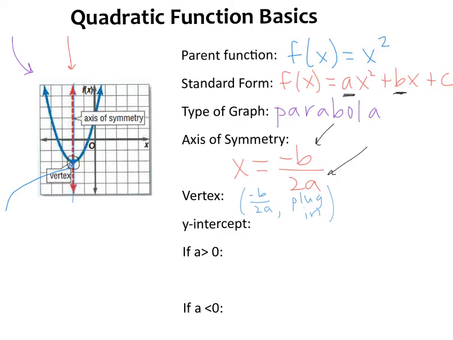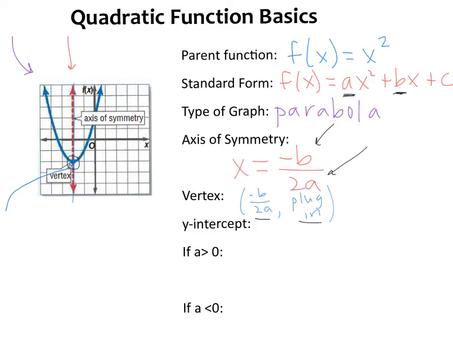So again, the axis of symmetry is that line that cuts straight through the parabola, and the vertex is either the lowest point or the highest point, so the maximum or minimum of a quadratic. And how I find that ordered pair is for my x-coordinate, opposite of b over 2a. When I get my x-coordinate, I plug that x-coordinate in wherever I see x and solve for my output y in that equation.